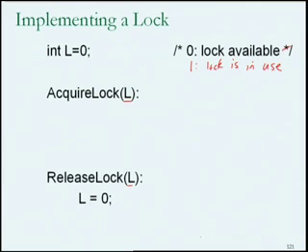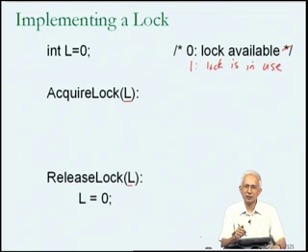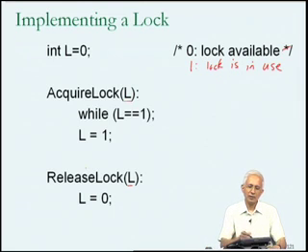Now what should the acquire lock primitive do? Basically it will be called before a process enters the critical section, and it should return only when it is safe for the process to enter the critical section. In other words, it should return only when the value of the lock variable is 0, and also it should set the lock variable to 1, to prevent other processes from entering the critical section. So in essence, as long as L is equal to 1, in other words, as long as the lock is not available, it has to do nothing, it has to just wait.